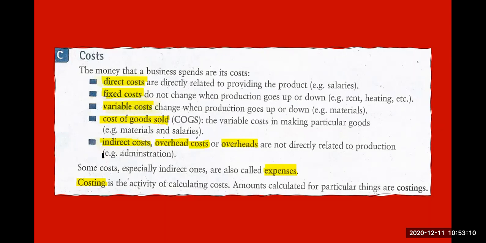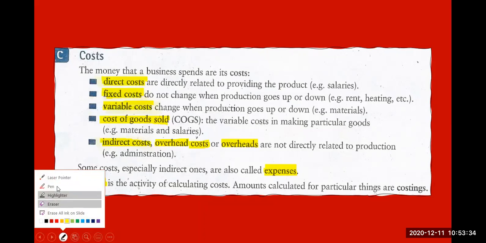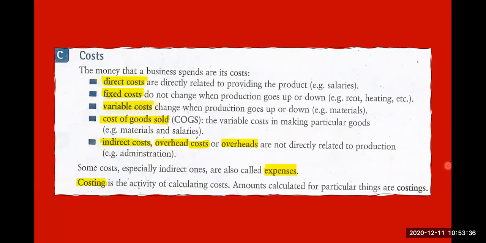So here it says in the last two lines that some costs, especially indirect ones, are also called expenses. That's a new word, probably, expenses. Costing is the activity of calculating cost. That's good, that some verbs are very similar to nouns, so we don't have to memorize too many things. Amounts calculated for particular things are costings. Questions about this, guys? Any questions?